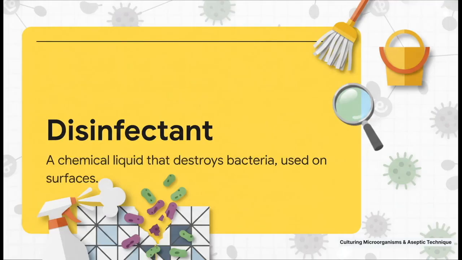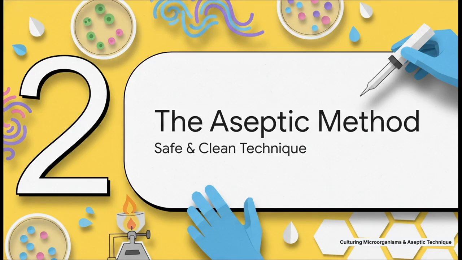And finally, disinfectants. These are the heavy-duty chemicals you use for cleaning surfaces, like your kitchen worktop. They're way too harsh for your skin, but they are fantastic at killing bacteria in the environment. Right, onto the method itself. This section is all about technique.